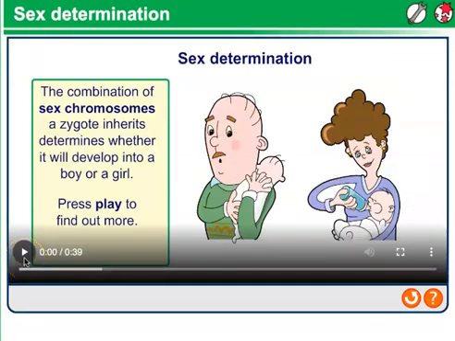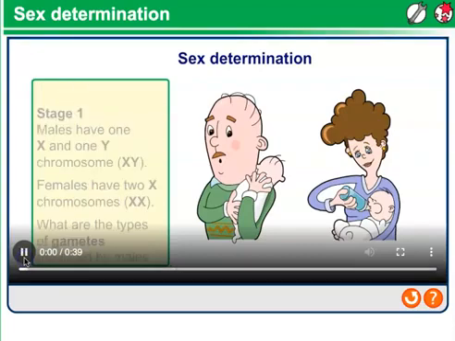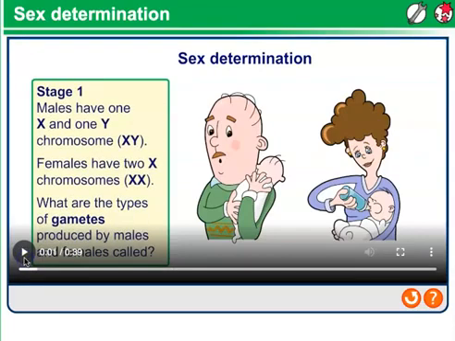Sex determination. The combination of sex chromosomes a zygote inherits determines whether it will develop into a boy or a girl. In stage 1, males have one X and one Y chromosome, XY. Females have two X chromosomes, XX. So what are the types of gametes produced by males and females called?